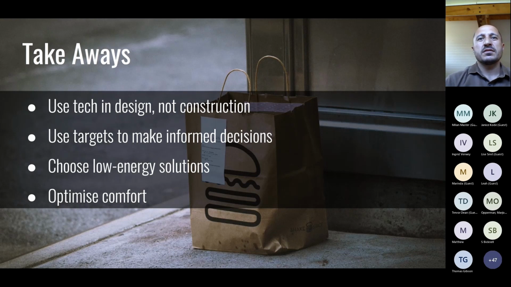Use targets to make informed decisions, as Chilu was saying before, and then we can choose low energy solutions to take us where nature can't. And then the last point is what I was talking about, and Chilu was talking about: what is the function of the space? And comfort is queen. People would say it's what we're trying to do. We're trying to deliver comfortable spaces. So optimize for that, and not just for energy.